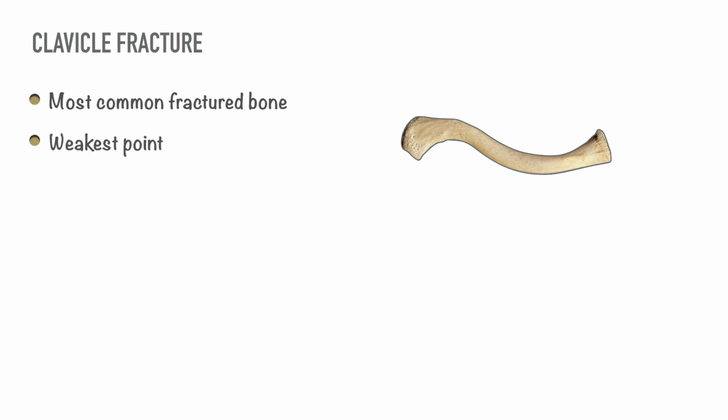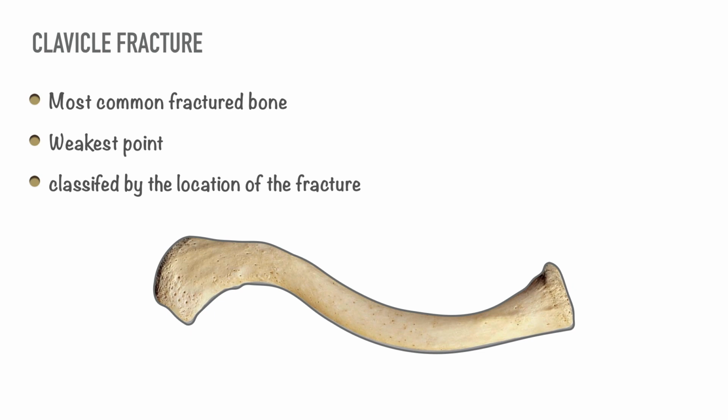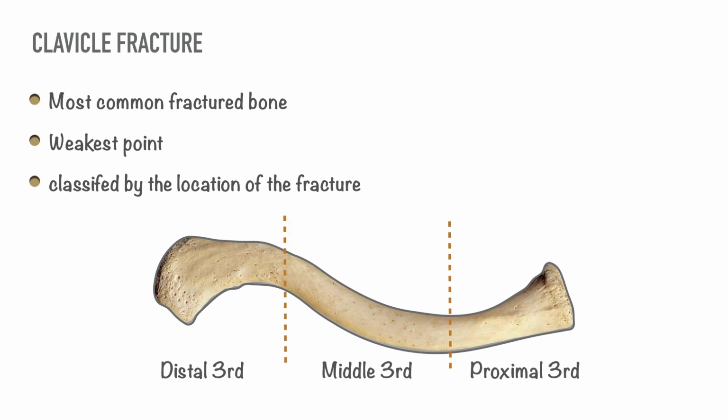The clavicle is the most commonly fractured bone, and the mechanism of injury is a fall on the shoulder or an outstretched hand. The weakest point is the junction of the medial two-thirds and the lateral one-third. Clavicle fractures are classified by the location of the fracture in the proximal, middle or distal third of the bone according to the Allman classification.